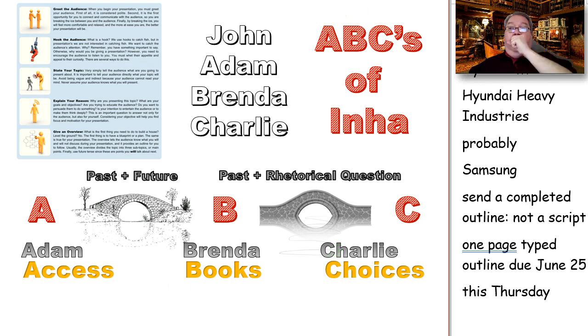Then you need a summary, brief lines. Books, don't forget that there's also study rooms where you can study alone or with your friends. And choices. You can choose where you're going to live during university. Okay? And don't forget these transitions, past plus future, past plus rhetorical question, to introduce the next topic as well as the next speaker. Okay? All right.